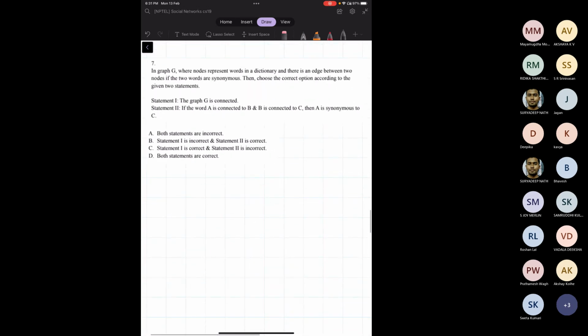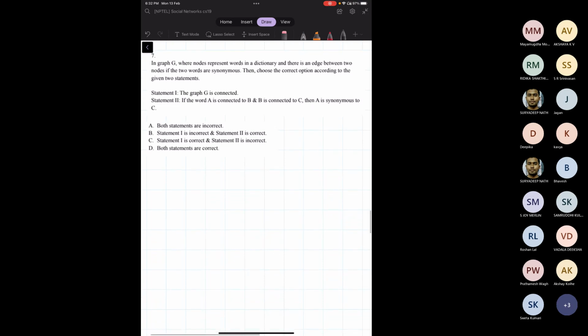In question 7, you have a graph where nodes represent words in a dictionary, and there is an edge between two nodes if two words are synonymous. Choose the correct option. You have two statements. Statement 1: the graph is connected. Statement 2: if word A is connected to B and B is connected to C, then A is synonymous to C.